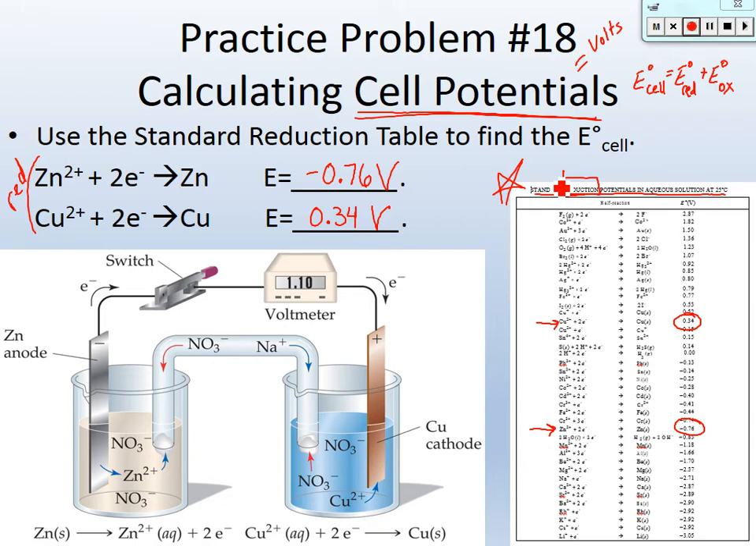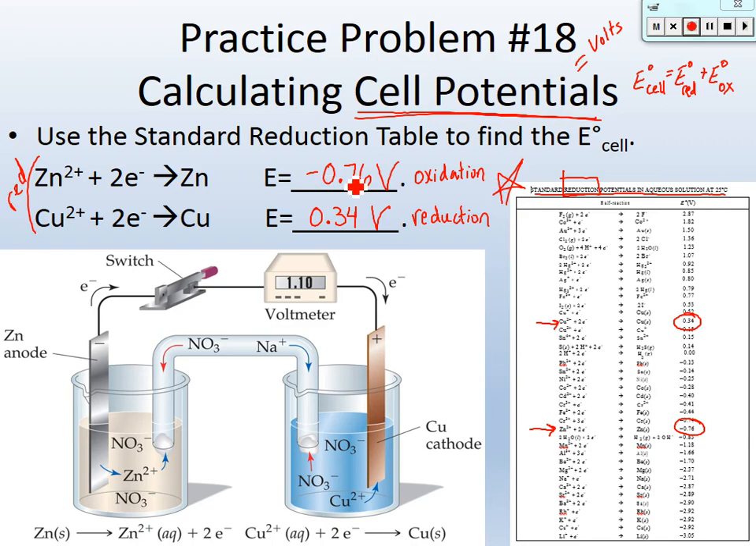So here's where we use that little trick. Whatever one is more positive is going to stay positive. That's going to be a reduction. So which one's more positive out of these two numbers? And the answer is this one. This is going to be a reduction half reaction. Your oxidation half is the other one, the one that's more negative. So this one's going to be our oxidation.